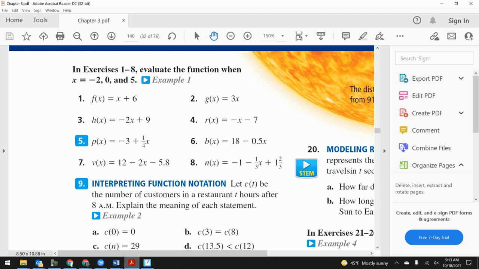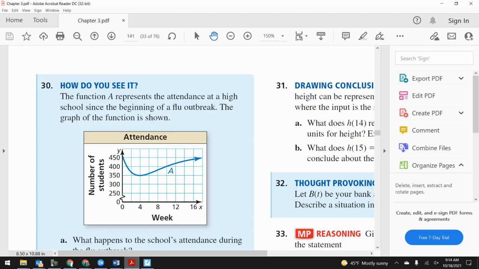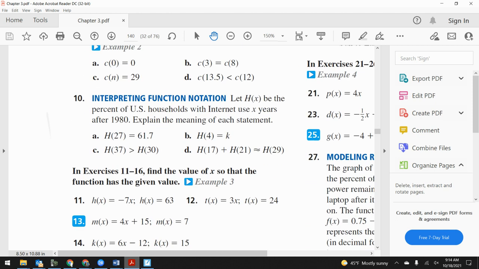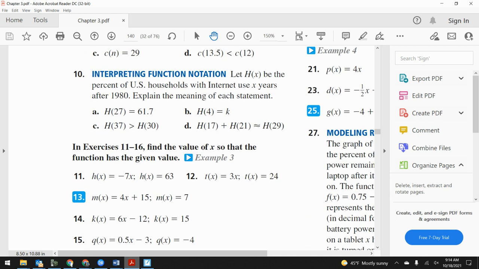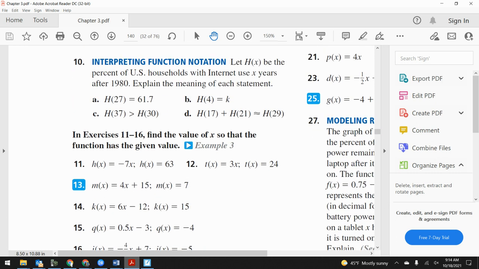It says, evaluate the function when x is negative 2, 0, and 5. All I'm asking you to do is evaluate when it's negative 2. Tell me the answer. 0, tell me the answer. 5, tell me the answer. Do that for 1, 3, 5, and 7. You don't have to do odd. Number 9 is more of those like telling me what it means. Looks like number of customers in a restaurant after t hours. And then 11, 13, and 15, and 17, I think. Yeah, those are all, tell me what the value is based on the y value.